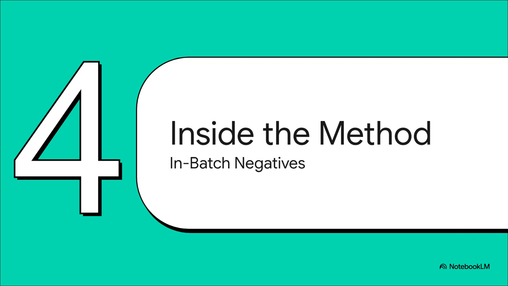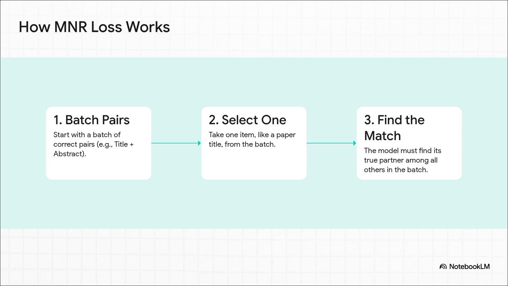Okay, so we've got our big batch of correct pairs. Now for the really clever part, how we turn them into this powerful training exercise using something called in-batch negatives. So here's how it works. Imagine you've got a batch of, say, 64 of these title and abstract pairs. We take the very first title and we ask the model, okay, out of these 64 different abstracts, which one is your perfect match? The model's only job is to score its true partner, abstract number 1, higher than all the other 63 abstracts. And those other 63, those are its in-batch negatives. See, they aren't random nonsense. They're all real, valid, plausible-sounding abstracts, which makes the task so much harder.